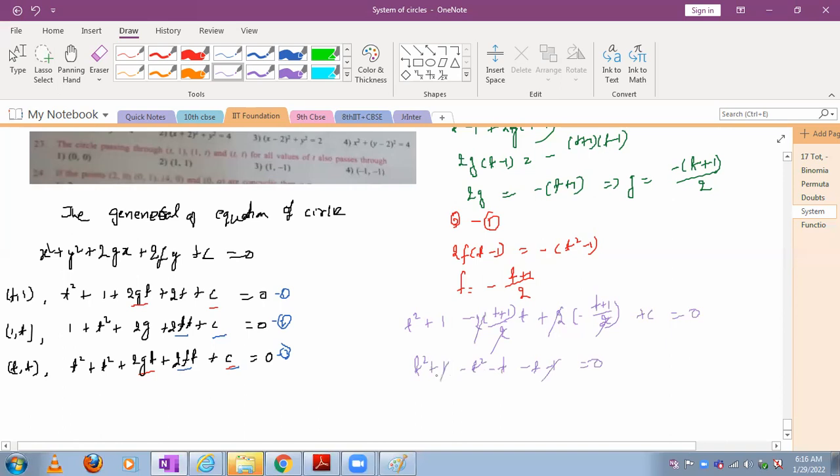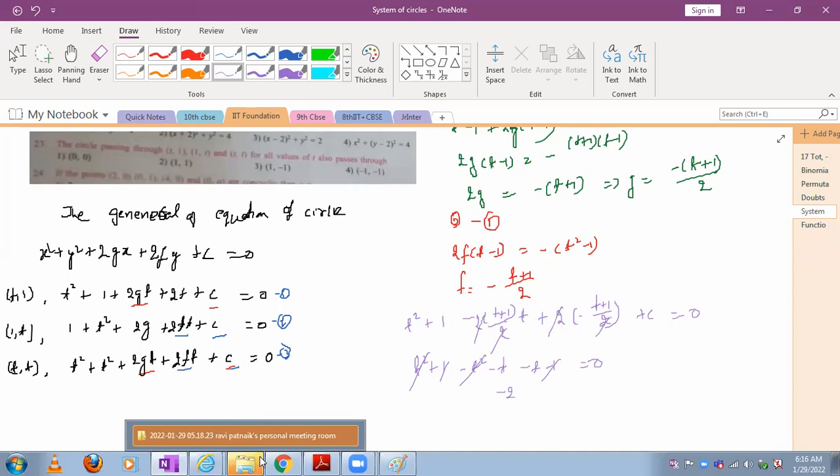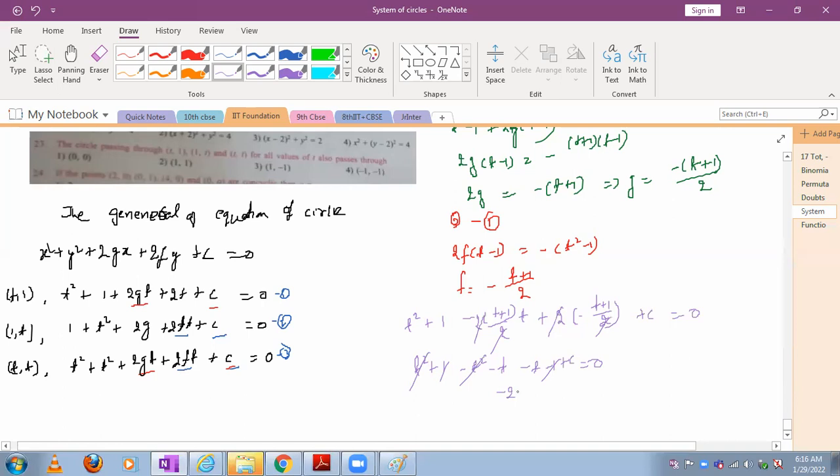Plus 1 minus 1 cancels, t square cancels. I'm getting minus 2t plus c is equal to 0. That means c is equal to 2t. Checking with 2gt and 2f terms: minus t square minus t, minus t minus 1, plus c; plus 1 minus 1 cancel, t square minus t square cancel, minus 2t plus c, so c is equal to 2t. Got it?